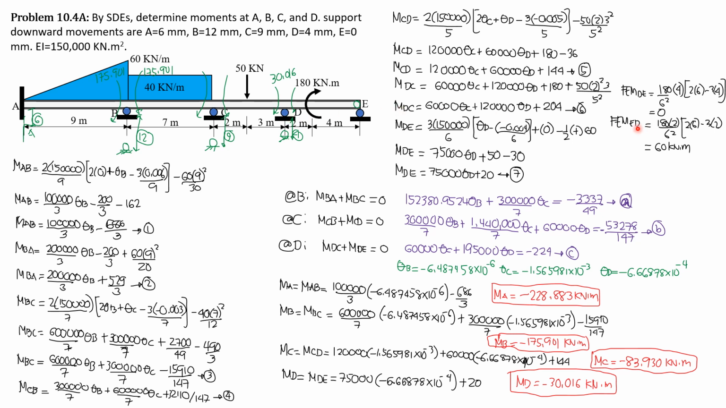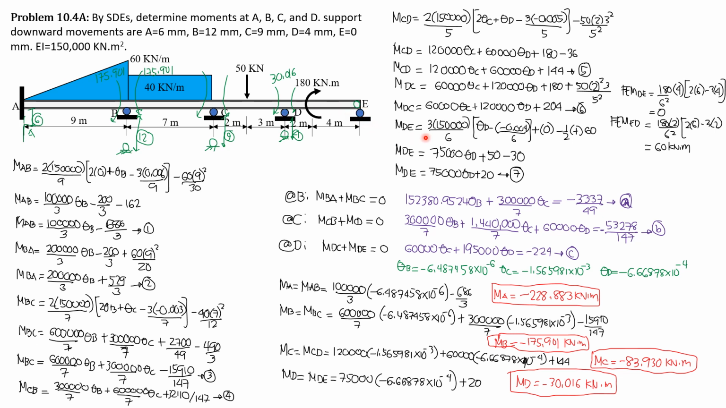But fixed moment ED is MA over L square quantity 2L minus 3A. So M is 180, A is 2, the distance of the couple from D, over L square, so 6 square, quantity 2 times 6 minus 3 times 2. So it is positive 60 kilonewton meter for fixed moment ED.